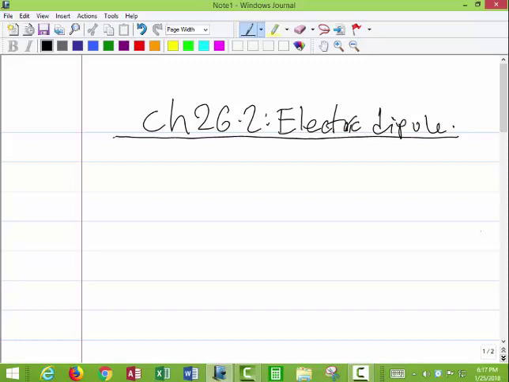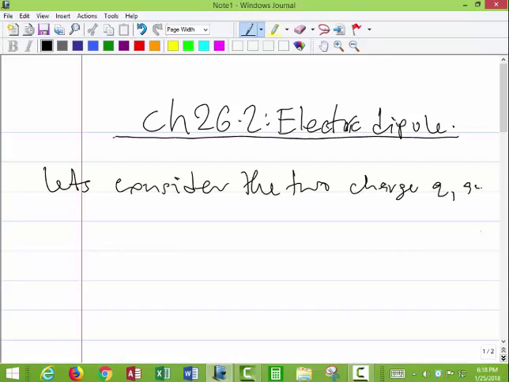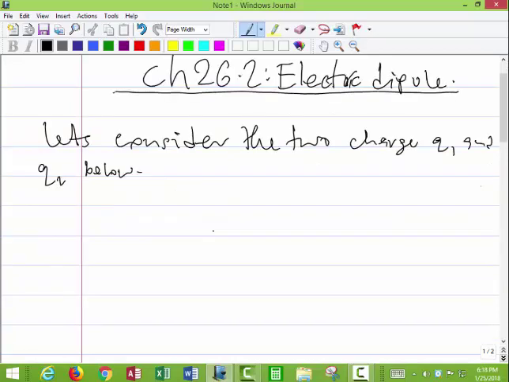I'll start off by doing it in a general form, and then we shall make it into a dipole. So let's consider the two charges Q1 and Q2 below. So we have Q1, and this will be Q2. Q2 will be a negative charge. We can put those two charges on a line like that. Then we can say the electric field at a certain point in space between those two can be found.